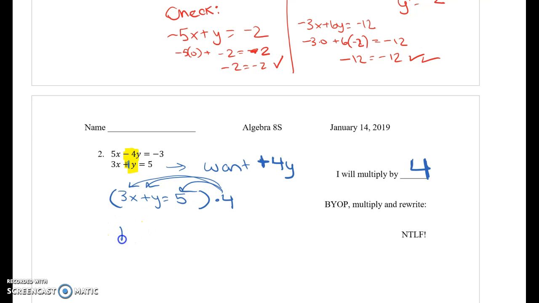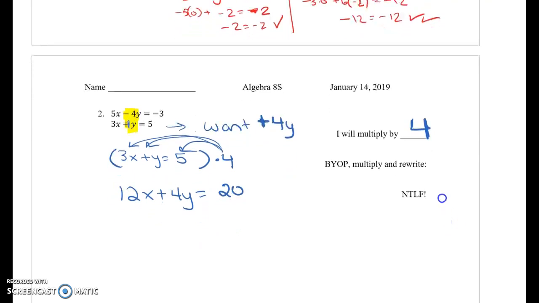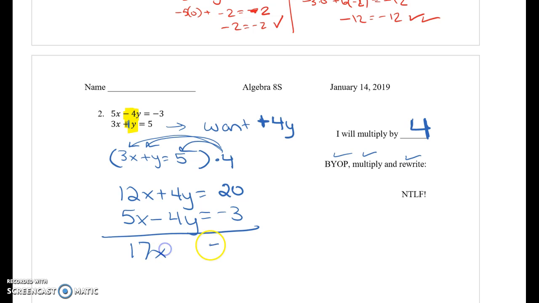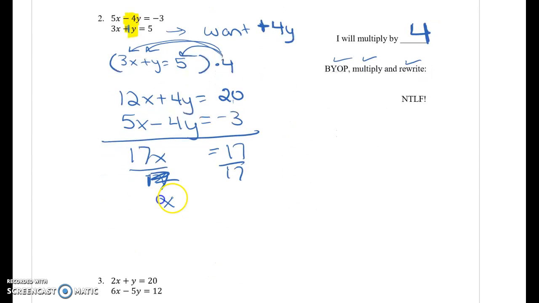It's easy to multiply by a positive. Now I have 12x plus 4y equals 20. I just have to be careful not to miss a piece. So I multiplied. Now I rewrite my other equation exactly below it. You want to be so careful because it's very easy to make a mistake. And 12x plus 5x is 17x. 20 minus 3 is 17. OMG. I divide by 17 and I get x equals 1.